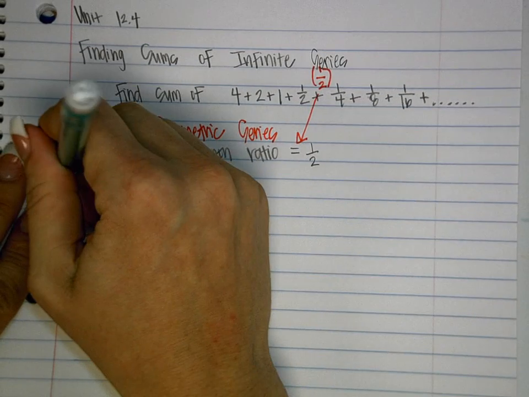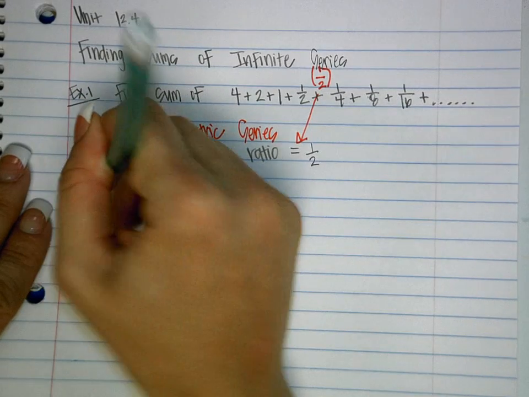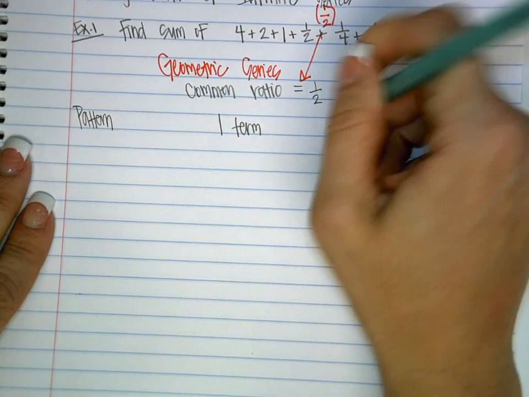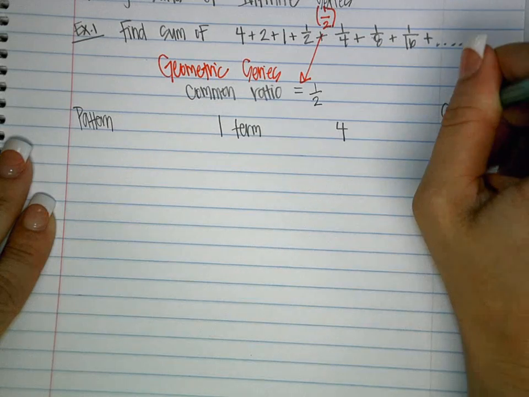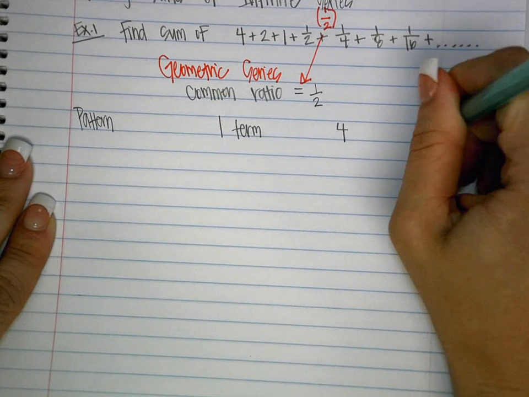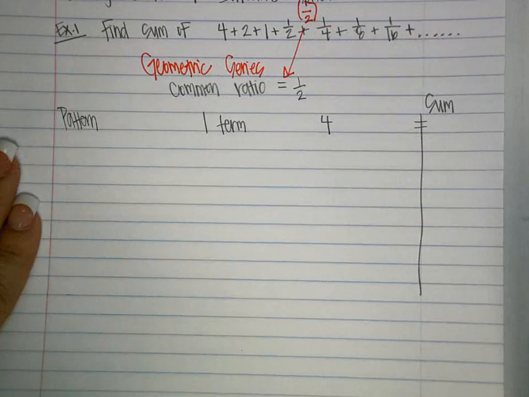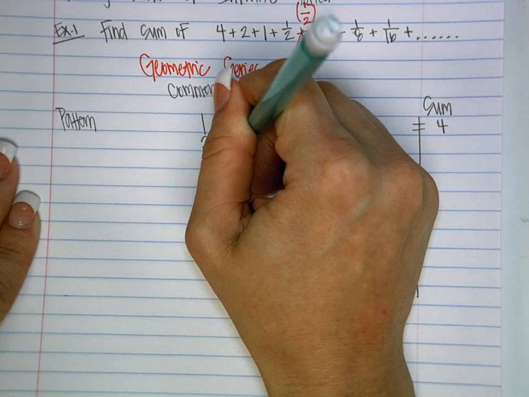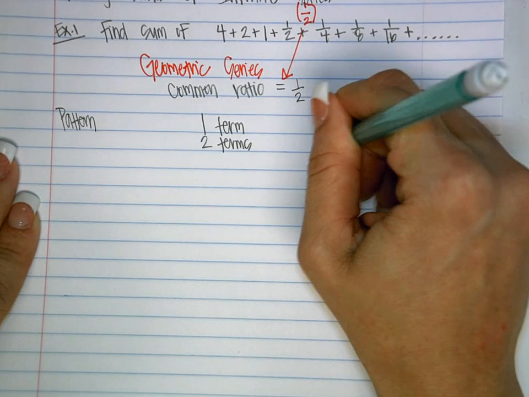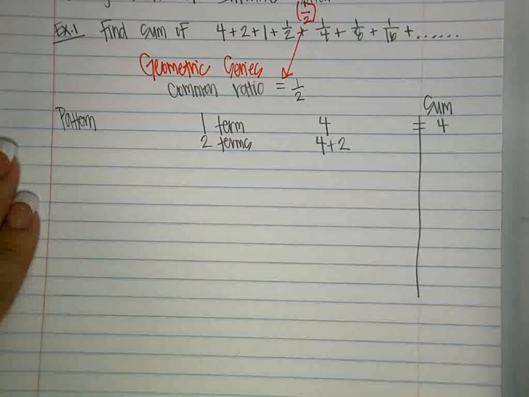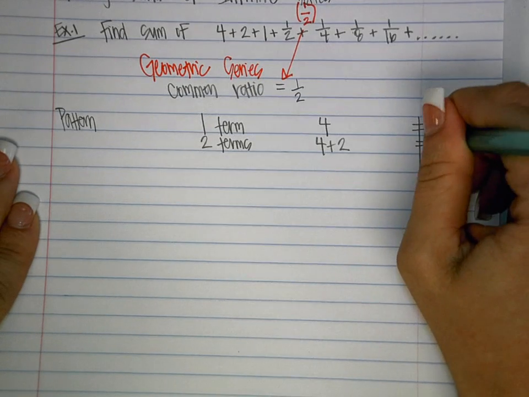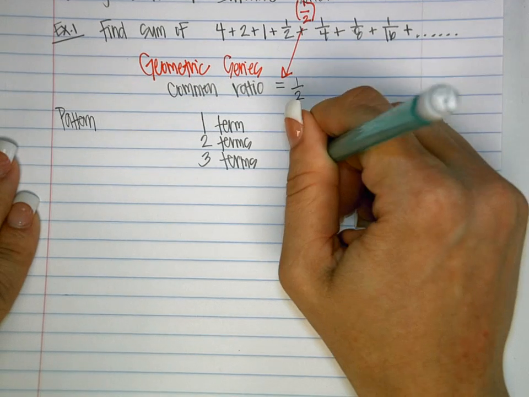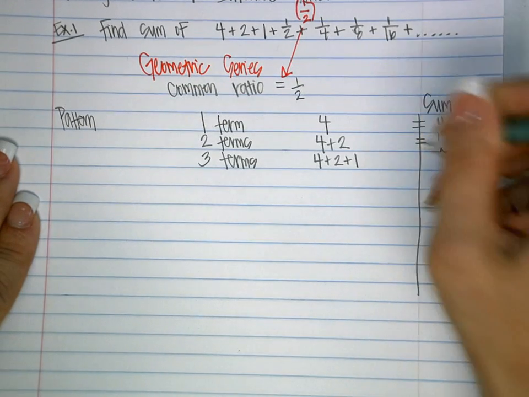So let's look at the pattern. If we are going to add these things together, if we just add up one term, we would just be adding 4. And the sum, I'm going to make a little column here. The sum of just adding the first term would be what? 4. What if we add the first 2 terms? Then we would add 4 plus 2. Your sum would be what? 6. We're just adding. This is not a trick question. What if I add the first 3 terms? Then I'd really be adding 4 plus 2 plus 1. What would that equal?